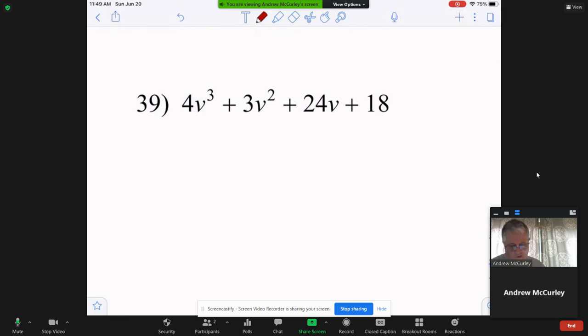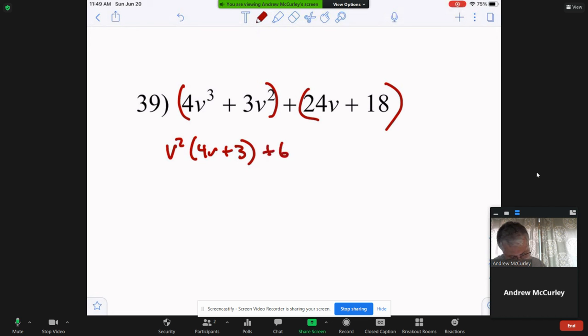All right, so first thing I want to do is make sure everything's in order, okay? Descending order by degree, this one is. So what I'm going to do is group it this way and group it this way. So what can I factor out of the first group? Well, v squared. And I'm left with 4v plus 3. What can I factor out of the next one? Well, it looks like, let's see, 6.